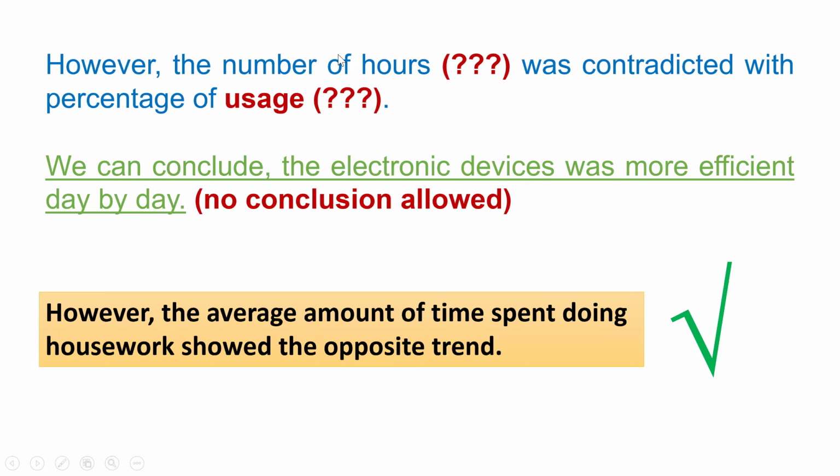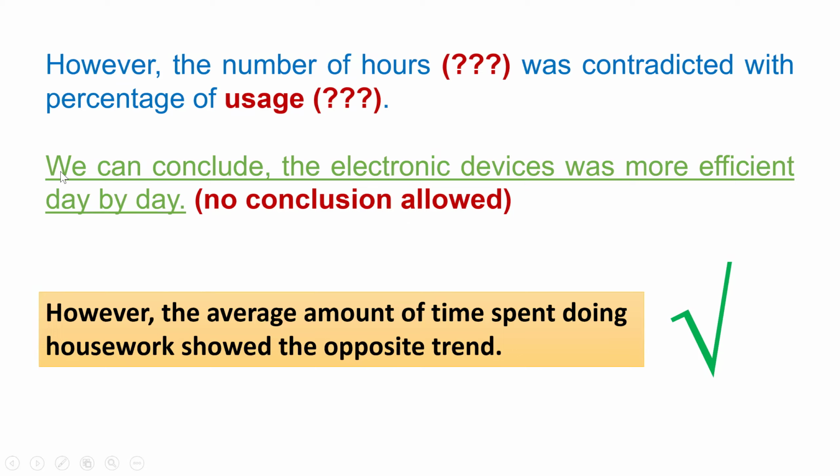Karena usage dengan penggunaan ya, itu juga bisa berarti digunakan, maksudnya jumlah waktu barang listrik itu digunakan. Jadi jangan sampai makna atau kata yang kita pilih itu ambigu sehingga membuat examiner nantinya kebingungan. So we better say, however, the average amount of time spent doing housework showed the opposite trend.